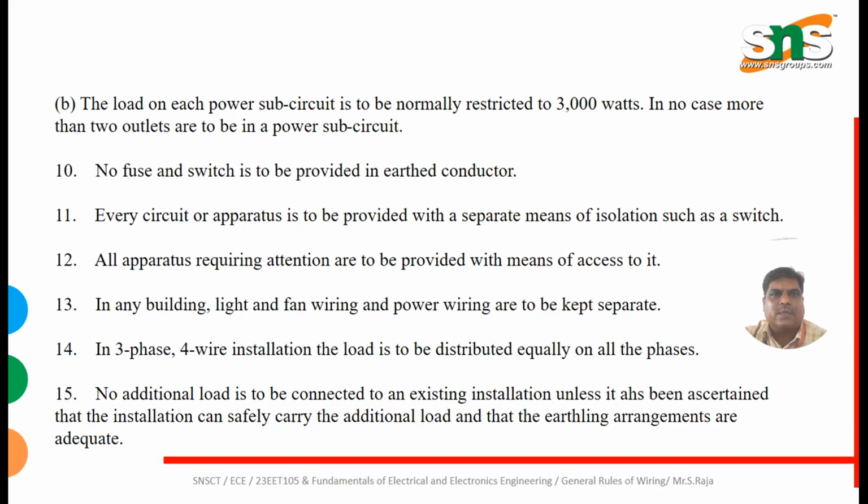No fuse or switch is to be provided in the earthed conductor. Every circuit or apparatus is to be provided with a separate means of isolation such as a switch. All apparatus requiring attention are to be provided with a means of access to it. In any building, light, fan wiring and power wiring are to be kept separate. In a 3-phase, 4-wire installation, the load is to be distributed equally on all the phases. No additional load is to be connected to an existing installation unless it has been ascertained that the installation can safely carry the additional load and that the earthing arrangements are adequate.